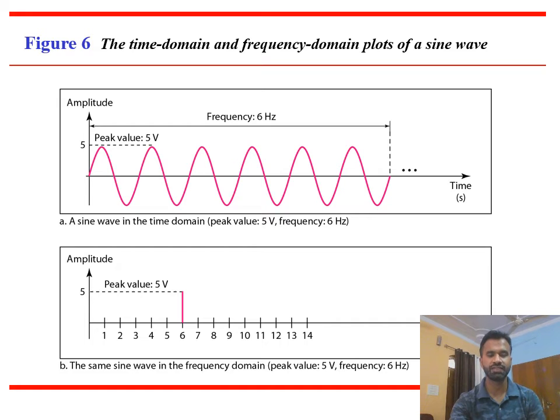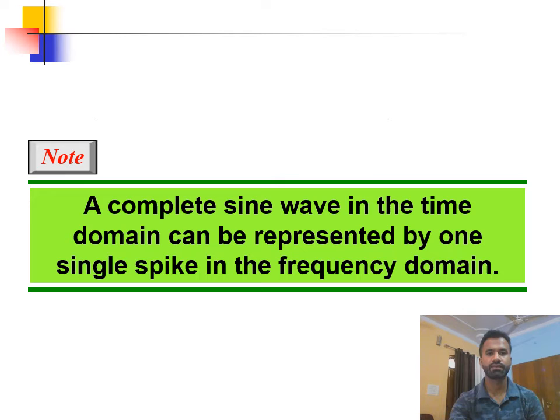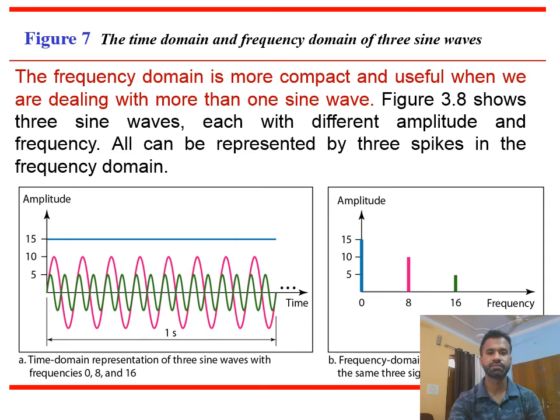Similarly, you can see an example. A frequency domain is more compact and useful when we are dealing with more and more sine waves, as it will clearly give you an explanation of how the different signals are segmented. An amplitude frequency phase curve will give you a clear separation. You can see the right hand side.